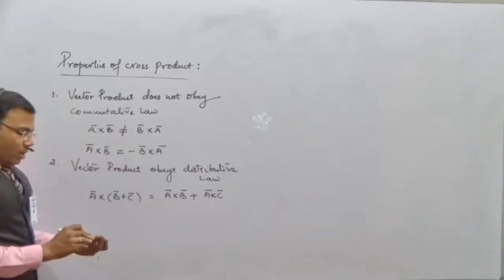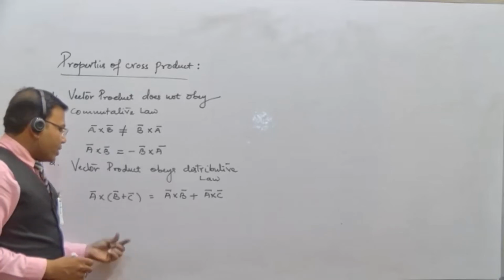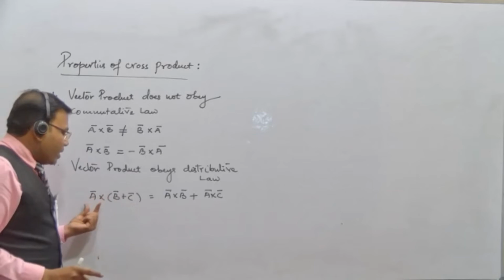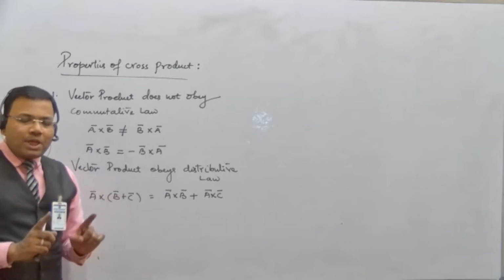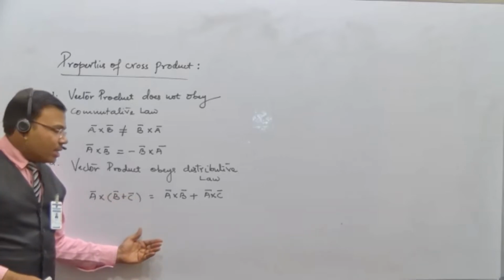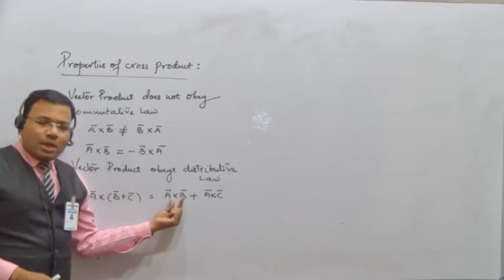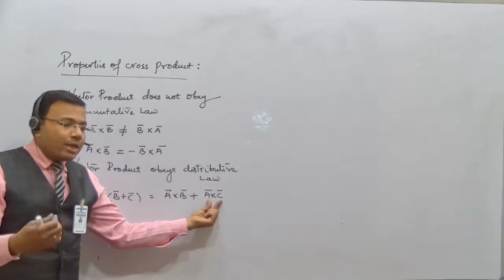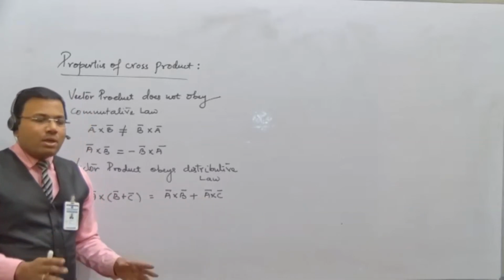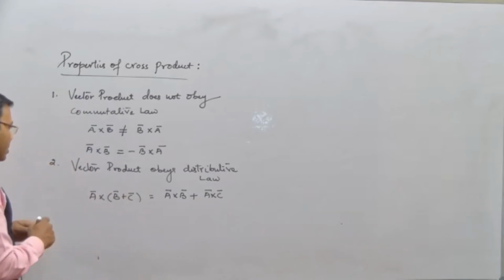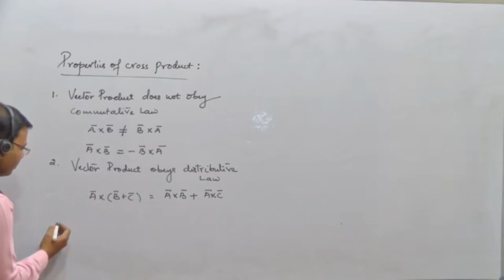Pay attention. This distributive law means, students, if you multiply the result of B plus C with A, that means first adding B plus C, then multiplying with A, you will get the same result as if you find A cross B and A cross C, then add the results. That means it obeys the distributive law. So now let us see the third one, beta.